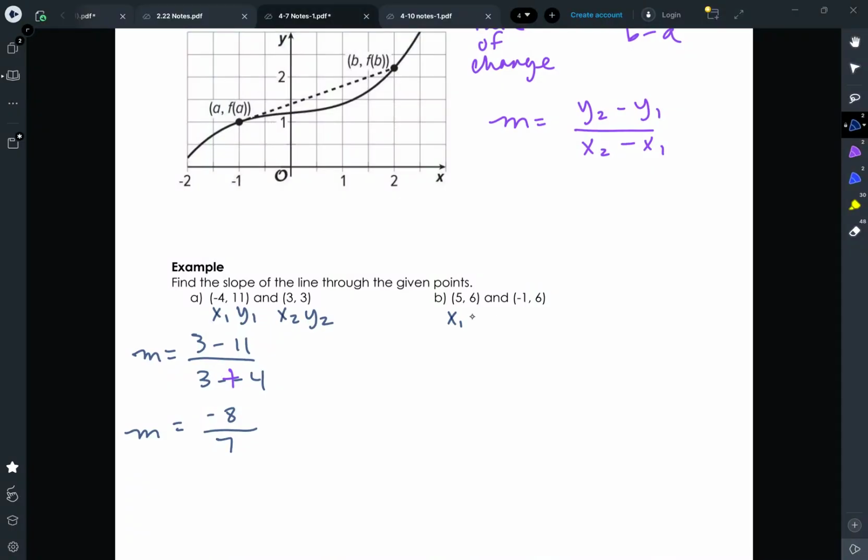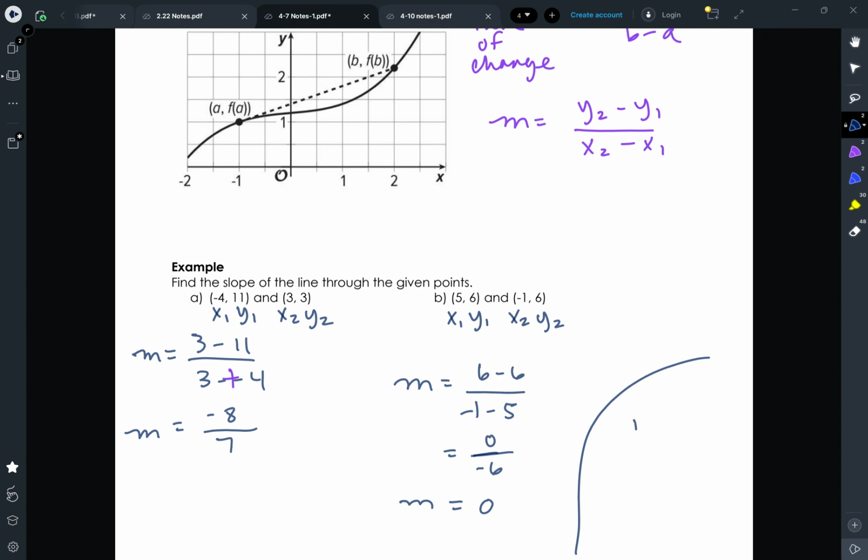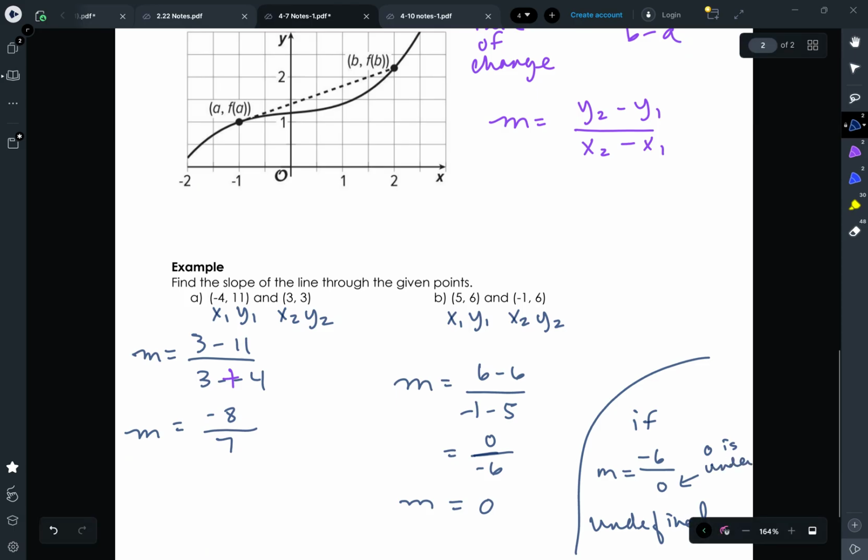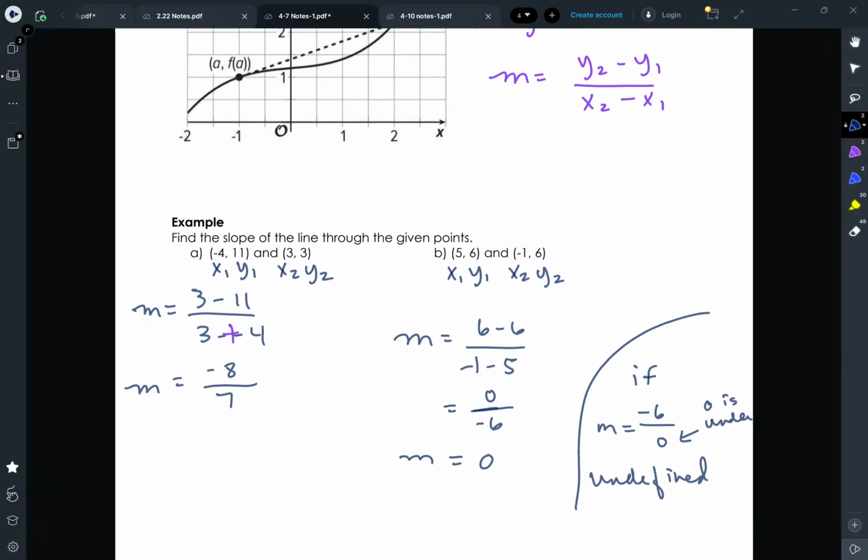Second one, x1, y1, x2, y2. So my slope is 6 minus 6 over -1 minus 5. That means we've got 0 over -6. 0 on top, 0 divided by anything equals 0. So my slope is equal to 0 here. If we had 0 on the bottom, if we had -6 over 0, then that would be undefined. So if the 0 is under, right, that is when it's undefined. We can't divide by 0. 0 is under is kind of a way to remember that. So that means my slope is undefined. So be really careful about your slope.